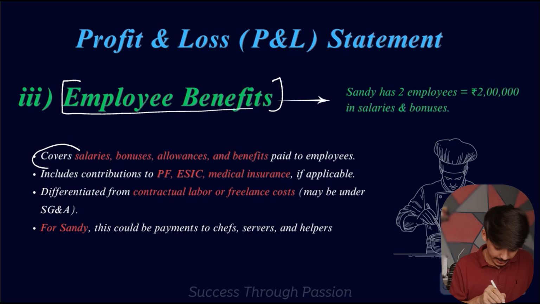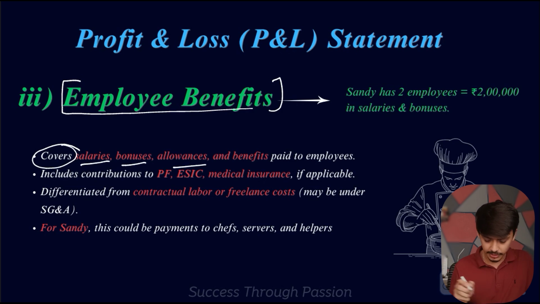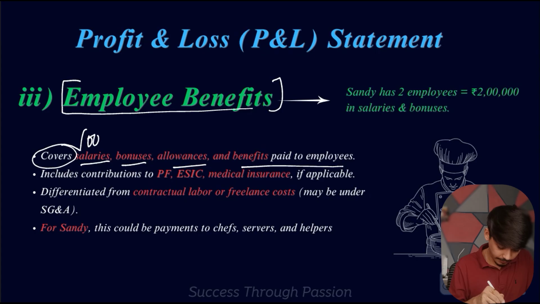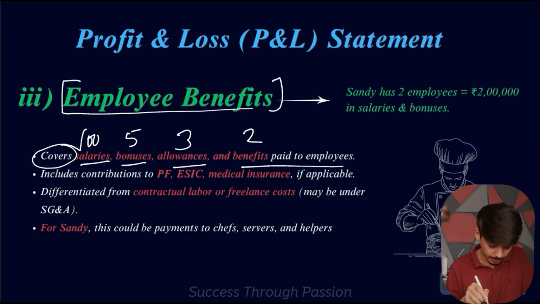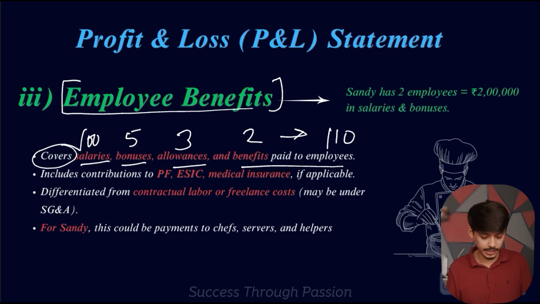It covers salaries, bonuses, allowances and benefits that are paid to employees. So for example, you are paying 100 towards salary, 5 rupees toward bonus, then you are giving 3 rupees as an allowance and 2 rupees as the benefit to any employee. The total expense that you will take as employee benefit will be 110.